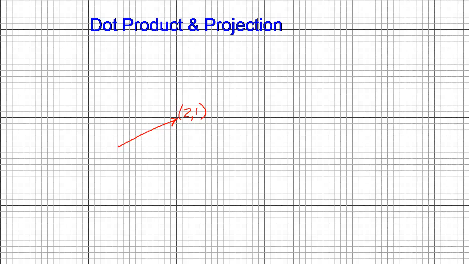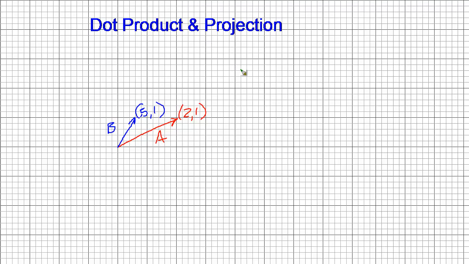And we're going to dot it with a vector. We'll call that vector A. So that's A. And we'll put another vector on here, 0.5, 1, somewhere like that. And that's 0.5, 1. Alright, so I want to refresh your memory on how to compute the dot product.